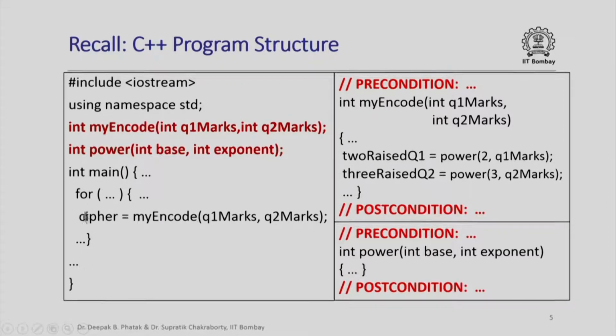In the main function, we had a for loop which iterated once for every student in the class, and within the loop we read quiz 1 marks and quiz 2 marks of the student and then called the function myencode to compute the encoded form. The function myencode in turn called the function power to compute 2 raised to quiz 1 marks and 3 raised to quiz 2 marks, and then computed the encoded form of the 2 marks. And of course the function power just returned the base raised to the exponent.